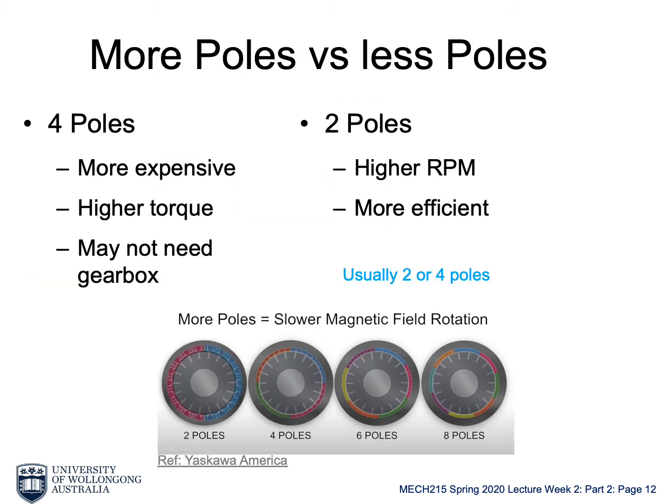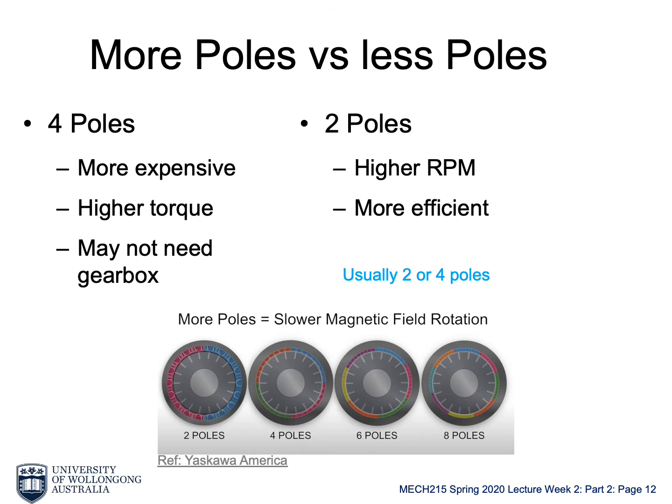Depending on how these stator wires are connected, you can have a different number of poles. You can have 2 poles, 1 north and 1 south, or 4 poles, with 2 north and 2 south interconnected to each other, and you can have up to 8 poles. That's all commercially available. Compare more poles and fewer poles.